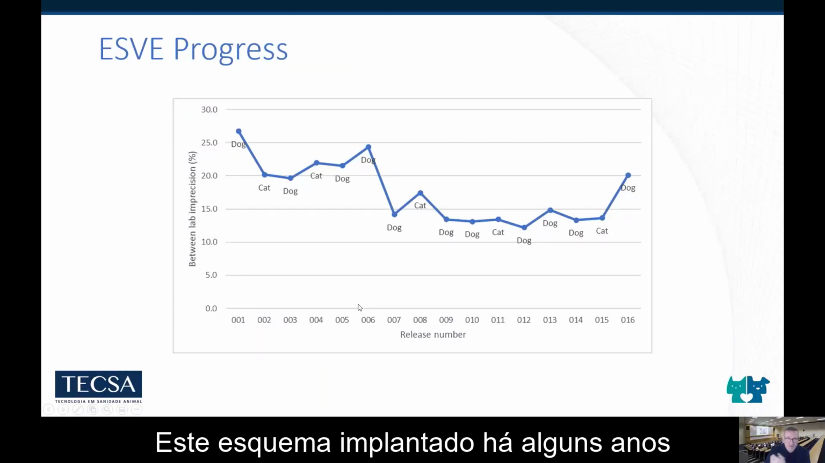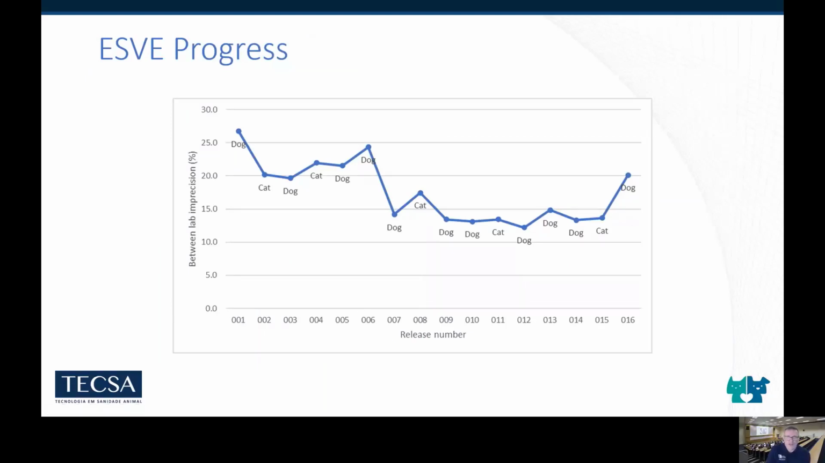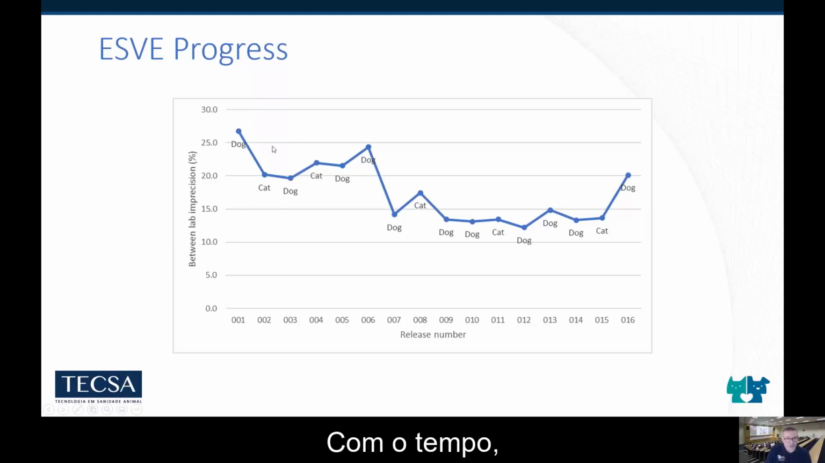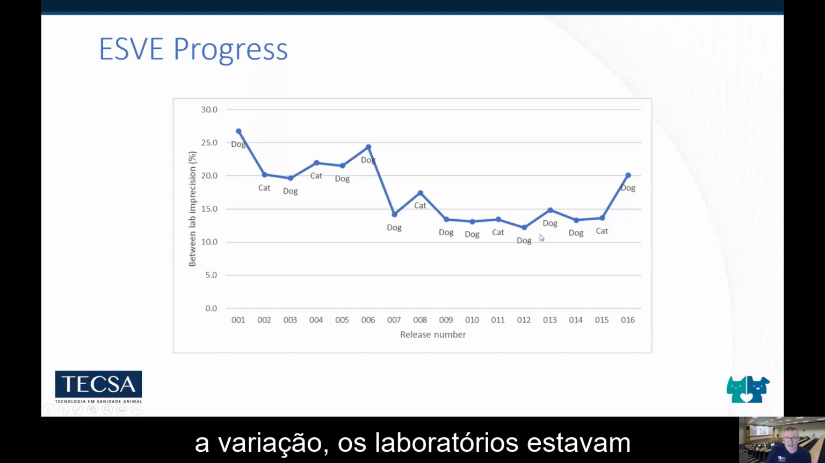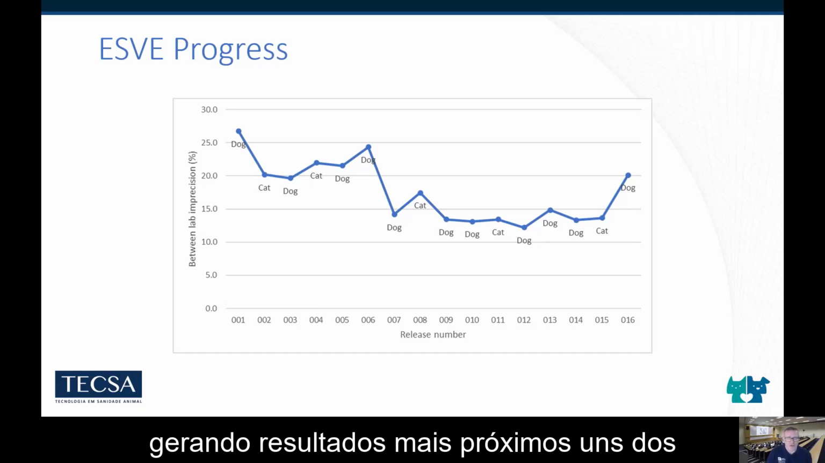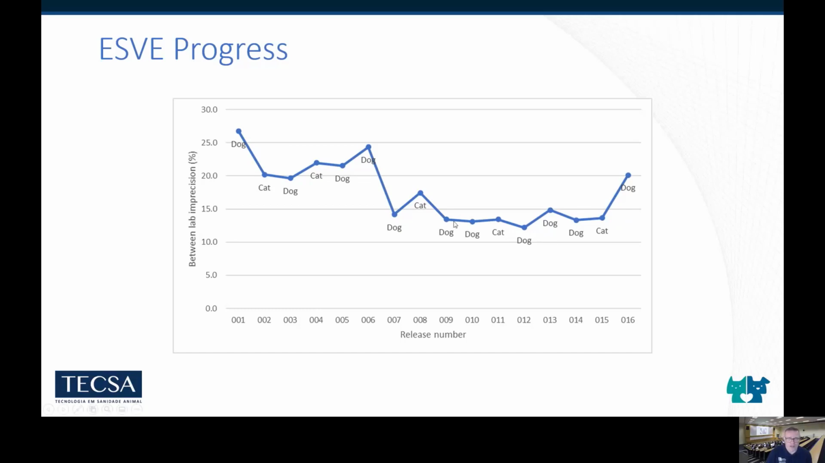So has that scheme, which has been running for quite a few years now, been able to achieve anything? Well, when we first started, the variation between labs was over 25%, and then over time we've been able to see a reduction in that. Labs seem to be becoming more consistent, generating results that are more similar to one another, and so coefficients of variation were running at below 15% for quite a while.